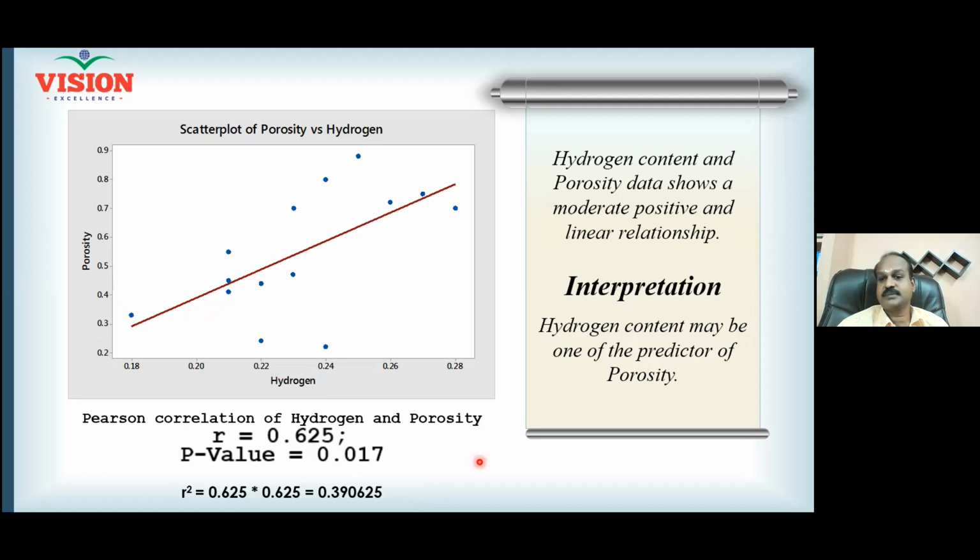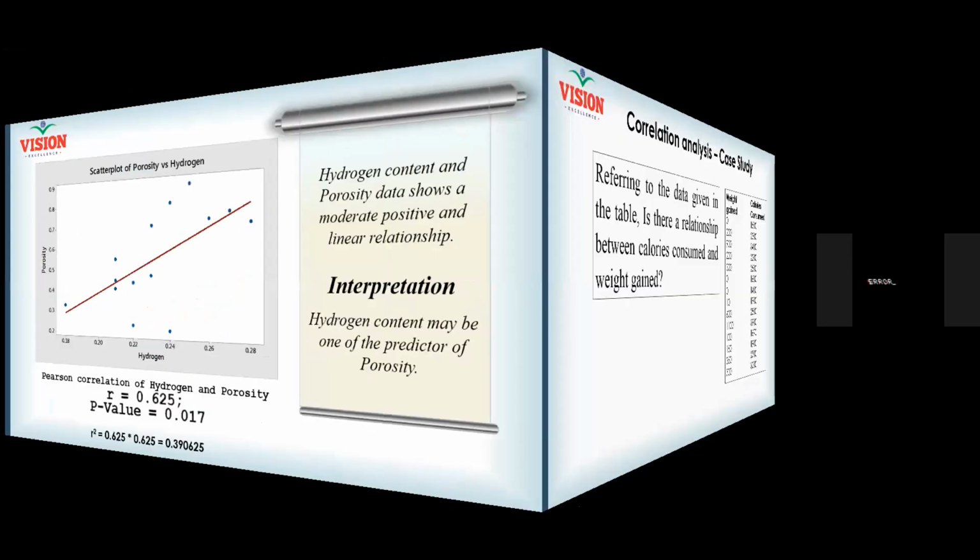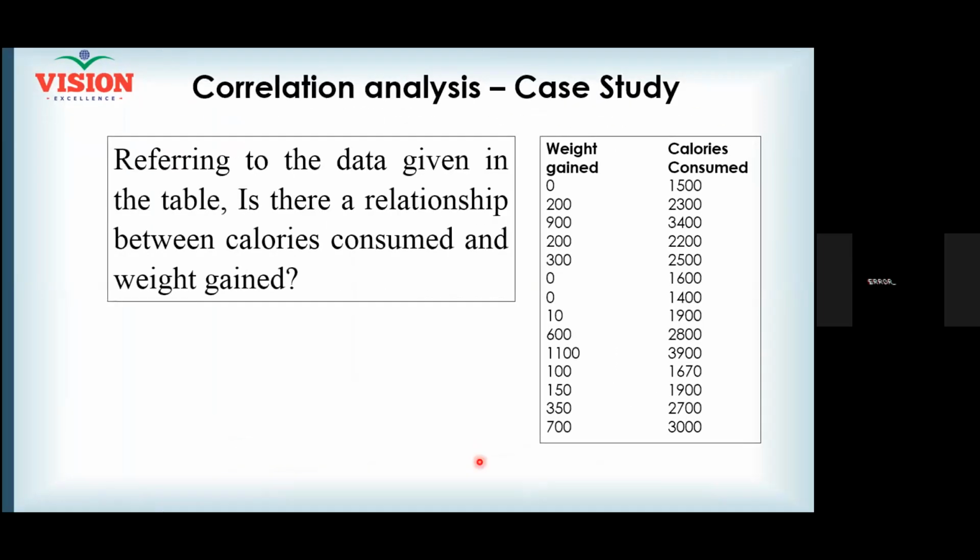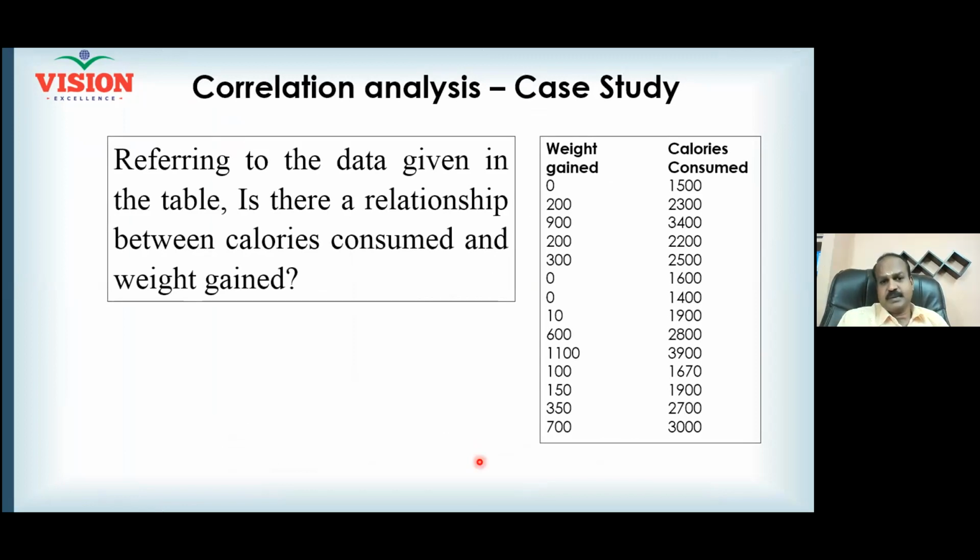Yes, sir. Very good. So next case. Now there are two variables. One is calorie consumption, another one is weight gain. Now tell me which is the X variable and which is the Y variable here.